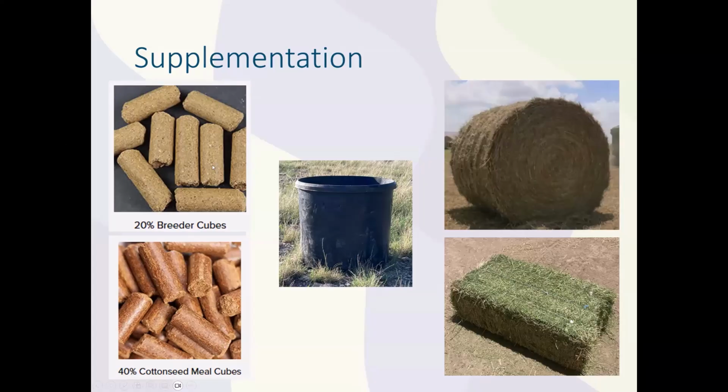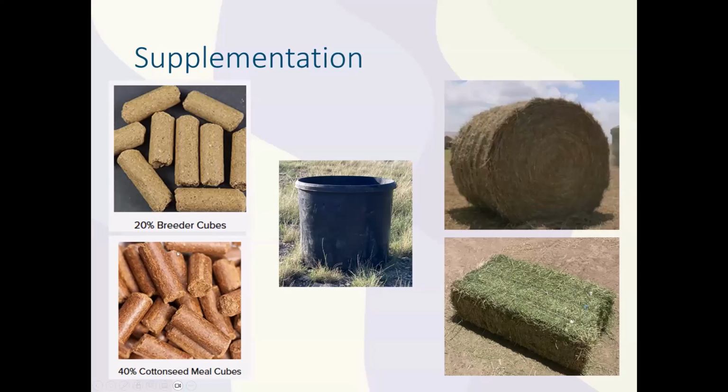And so we start looking at some other protein options. You go look at what the feed store sells the most of. It's usually about a 20% breeder cube. And is that cube providing what we need in the wintertime? As we were looking at our forage quality earlier, our biggest deficit is on crude protein. And so a 20% breeder cube has 20% crude protein.